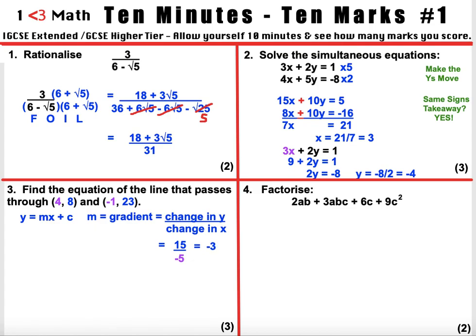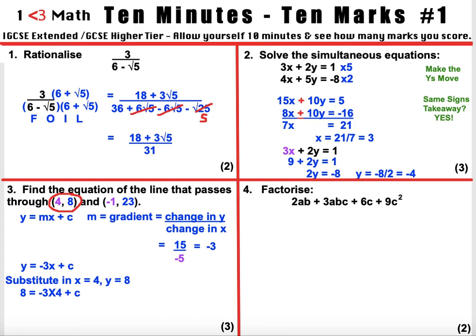So we have our gradient, and we can rewrite our y equals mx plus c as y equals minus 3x plus c. Now, at this point, we need to substitute in an x and a y value. I choose the first one because it looks easier. So I'm going to sub in x equals 4 and y equals 8. So that's going to look like this.